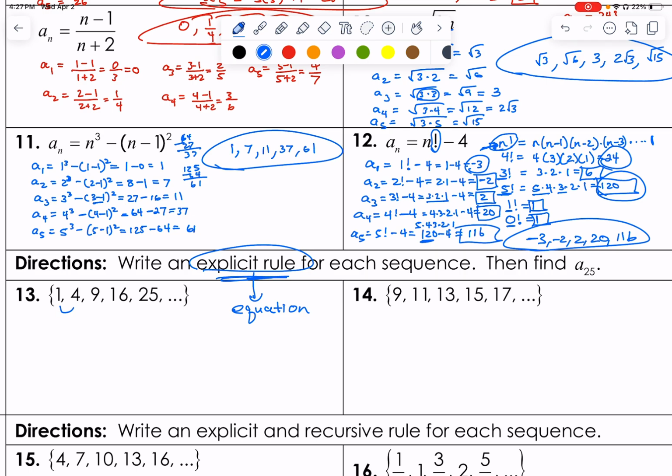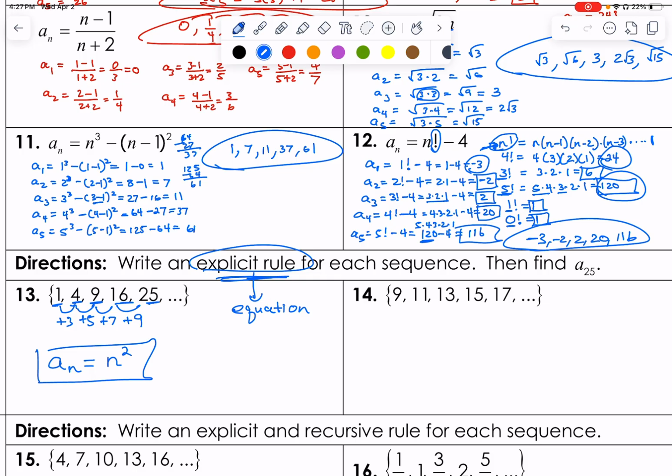Like right here, I can see that these are going up by 3. Well, actually, this is interesting. That goes up by 3, and that goes up by 5, and that goes up by 7. So this is not linear. This is something else. Well, it just so happens when it goes up by odd numbers like that, it's perfect squares. Just, you can see it. 1 squared is 1. So my rule for this would be a sub n is just equal to n squared. That's it. That's your rule.